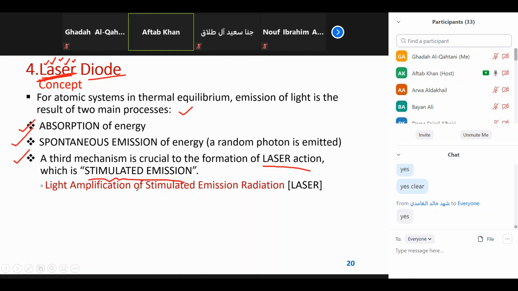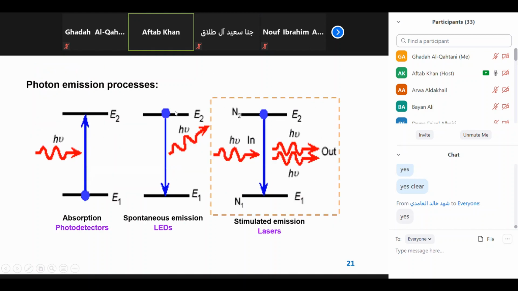So light amplification by stimulated emission of radiation is the laser, basically. So what is absorption? What is spontaneous emission? I believe you have studied these things in physics. Do you remember the Balmer series, Paschen series, and one more, the Lyman series, right? Yes. What happens there basically? Yeah, you studied it in physics.